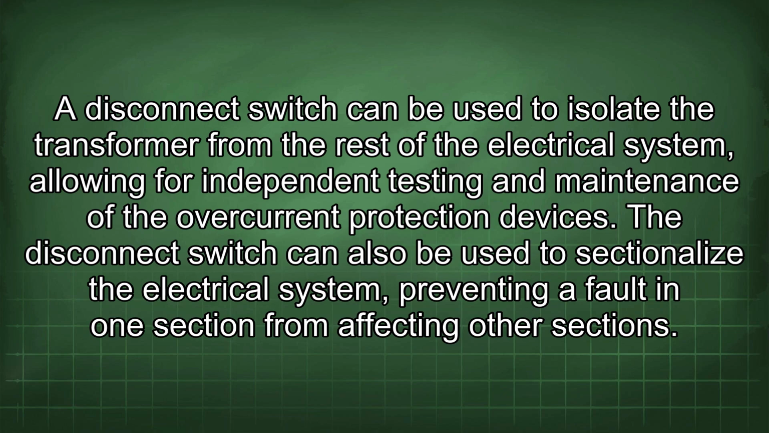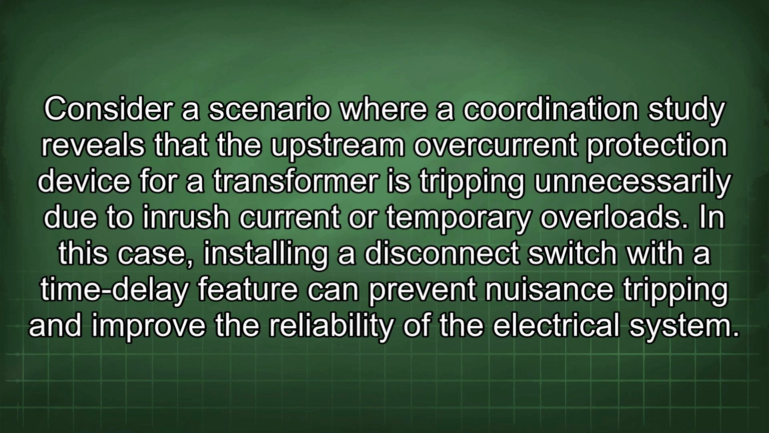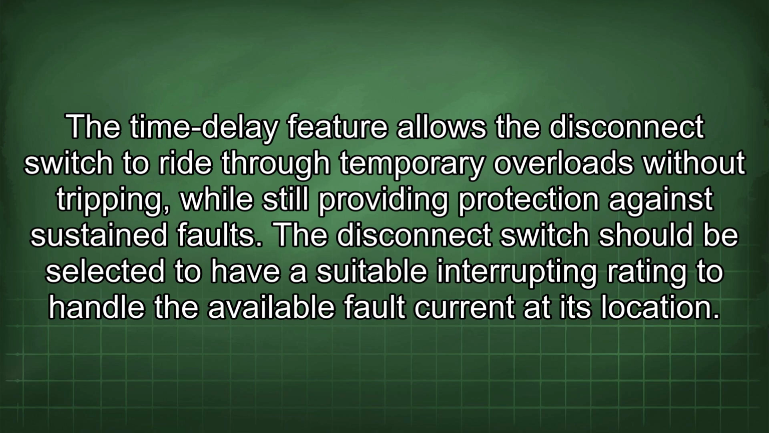other sections. Consider a scenario where a coordination study reveals that the upstream overcurrent protection device for a transformer is tripping unnecessarily due to inrush current or temporary overloads. In this case, installing a disconnect switch with a time delay feature can prevent nuisance tripping and improve the reliability of the electrical system. The time delay feature allows the disconnect switch to ride through temporary overloads without tripping, while still providing protection against sustained faults. The disconnect switch should be selected to have a suitable interrupting rating to handle the available fault current at this location.